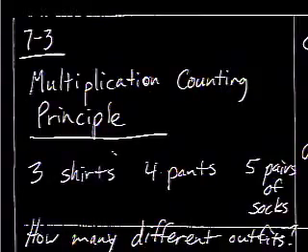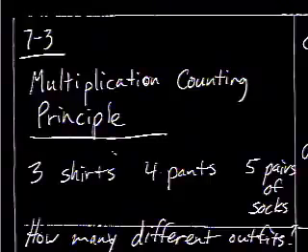The multiplication counting principle is in section 7.3. Let's suppose you're in a situation where you're designing some outfits. You have 3 shirts to choose from, 4 pants, 5 pairs of socks. How many different outfits can you come up with?